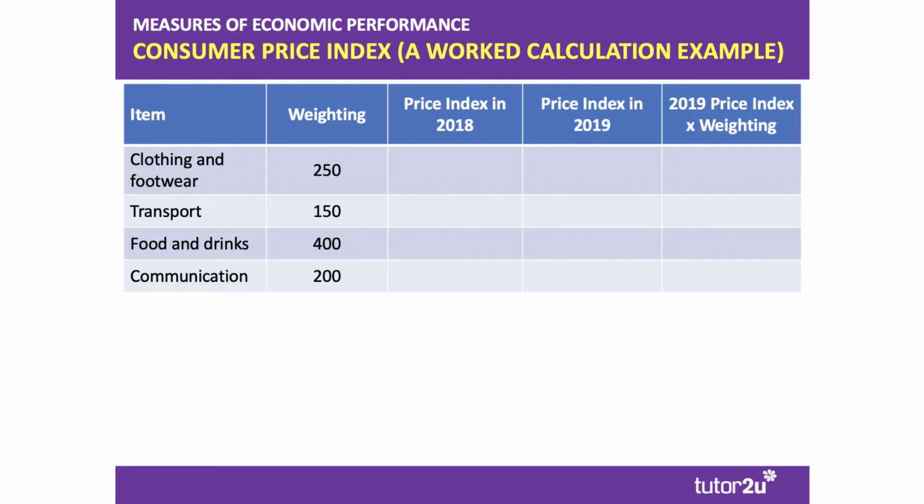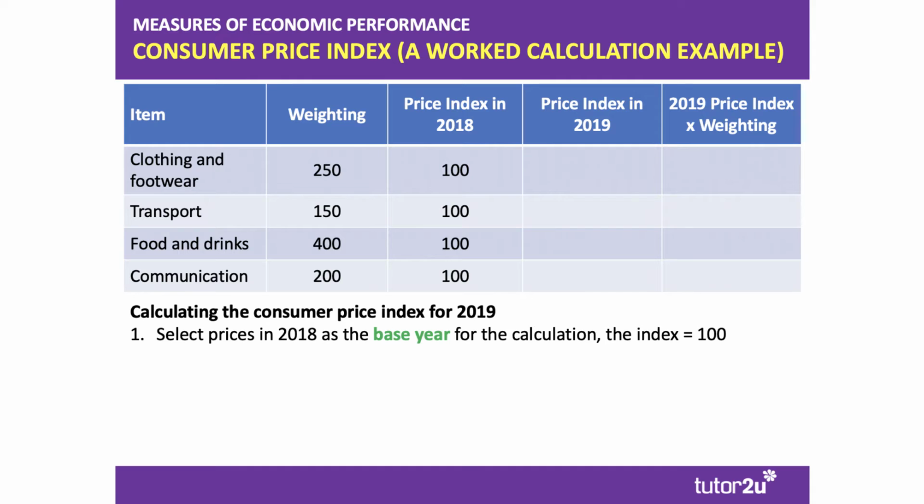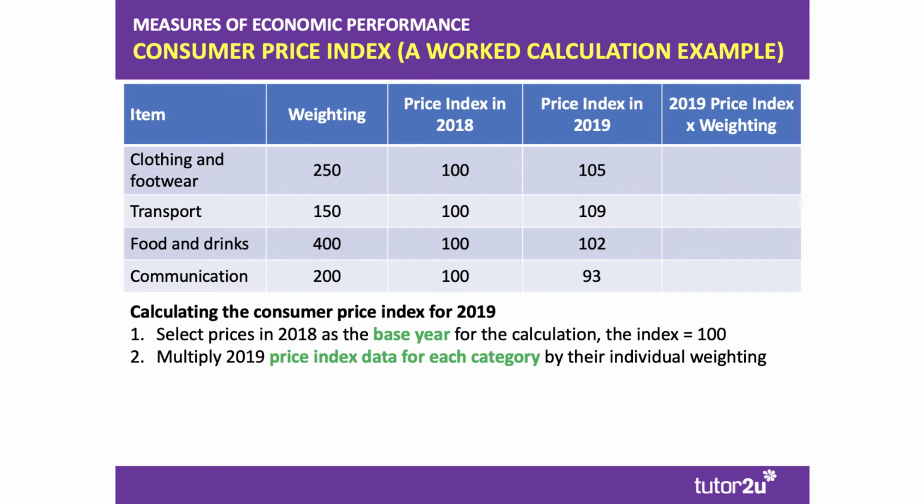Then we get some data on the price index. Well, we first of all have to choose a base year. So let me select 2018 as the base year. And of course, the index number for any base year calculation is always 100. Then we look to see what's happened to prices in the following year, in 2019. Let me put that data in for you.